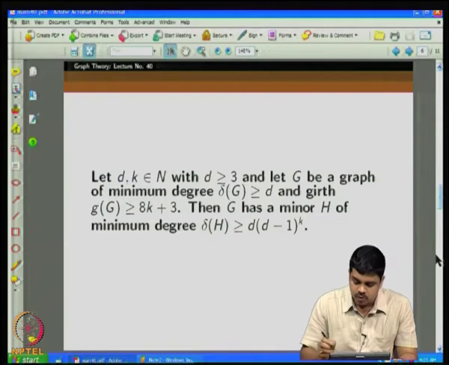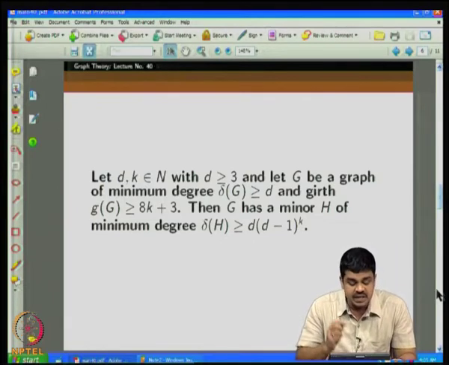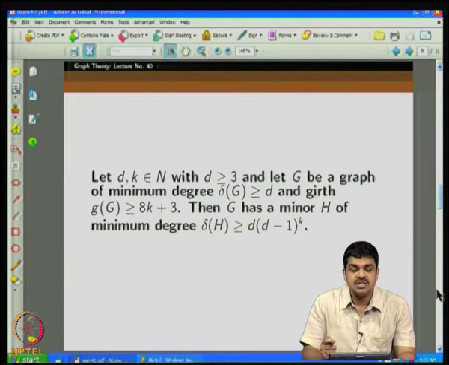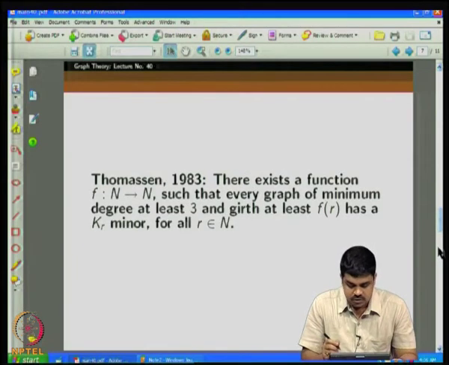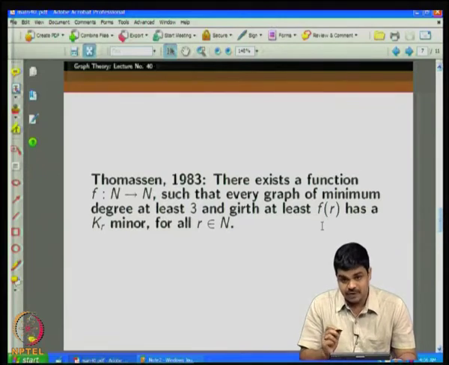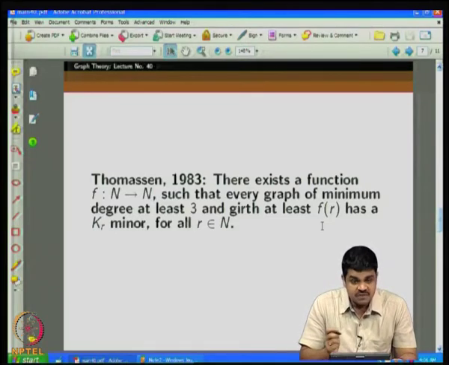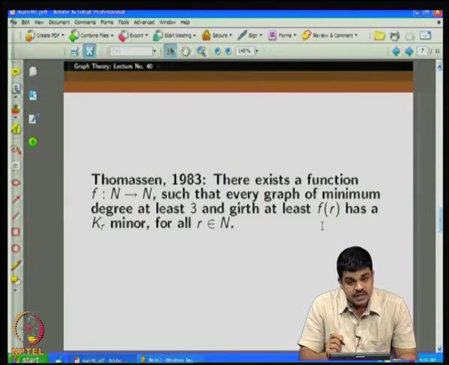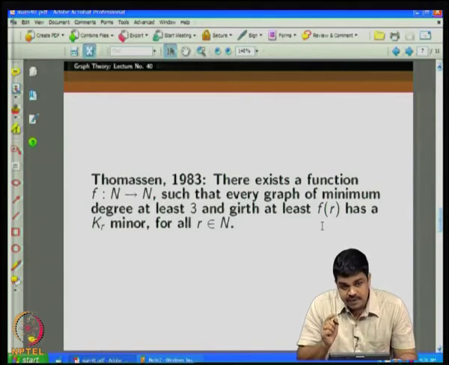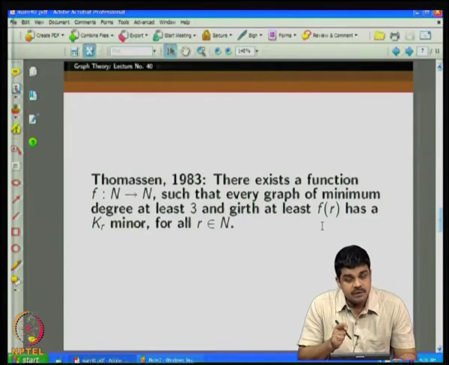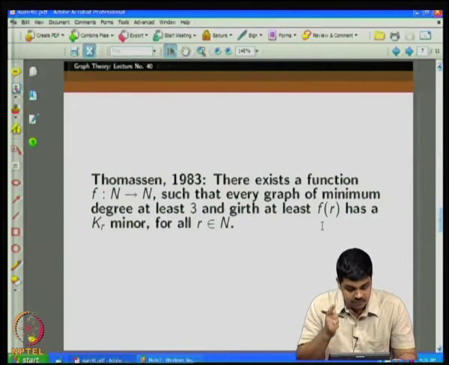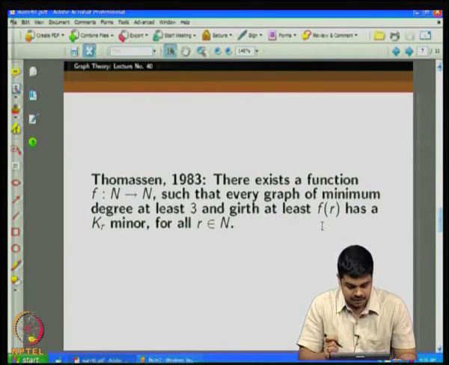Then Thomason found out that if we simply increase the girth, if the girth is greater than or equal to some function f of r, here girth is a function of r, then we do get a K_r minor. This function is to be found out, which is the correct function. But he has found out that there exists a function, so that if the girth is big enough, that is greater than or equal to that f of r, then even with the minimum degree 3 without any other restriction on average degree, we can get a K_r minor.